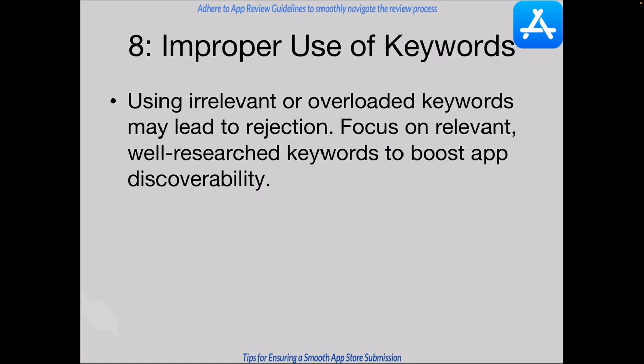So next is improper use of keywords. Keywords help users discover the app, so using the right ones is very crucial. Overloading the keyword field with irrelevant or misleading terms can result in rejection. So we have to be careful while giving the keywords. We have to research the most relevant keywords for our app and use them appropriately to improve the app's ranking and visibility in the App Store results.